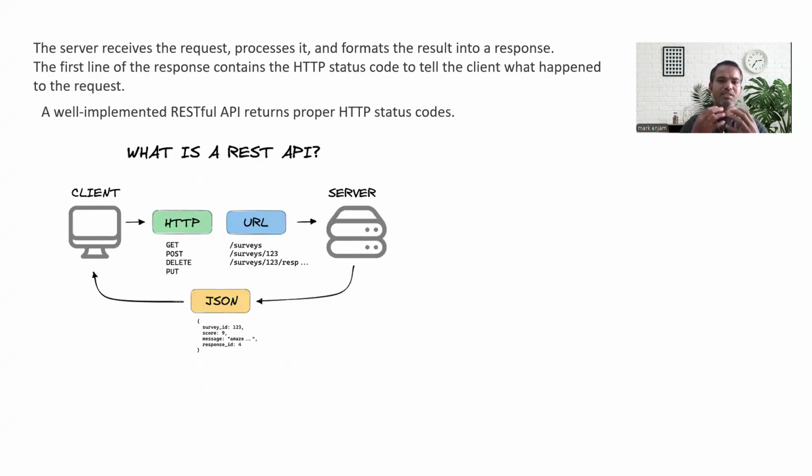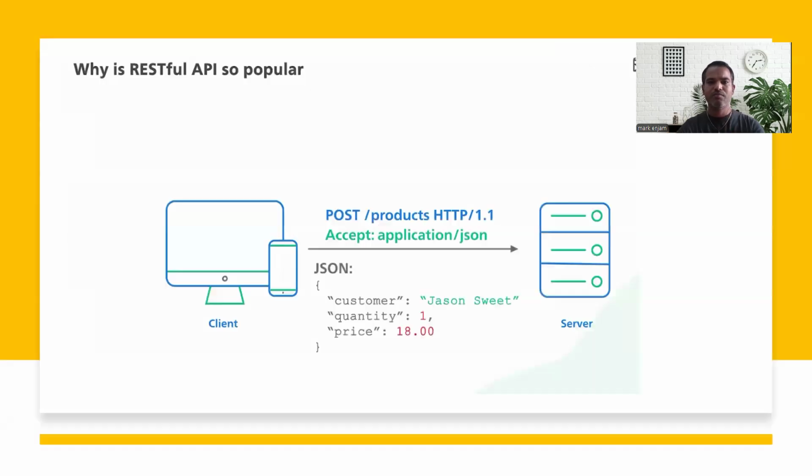Basically, what is a REST API? The server receives the request and posts the response in the format of the request. The first line of the response contains the HTTP code, which tells the client what happened to the request. To implement the REST API, it returns the proper HTTP code, where you mention the HTTP methods and the URL you are passing to the server, which tells the server to pass the response.